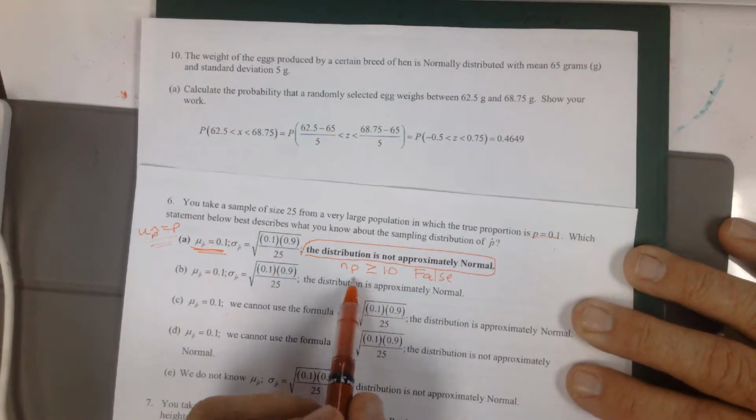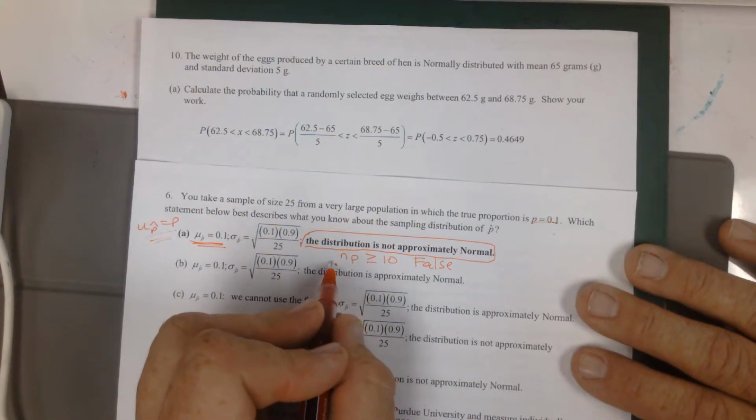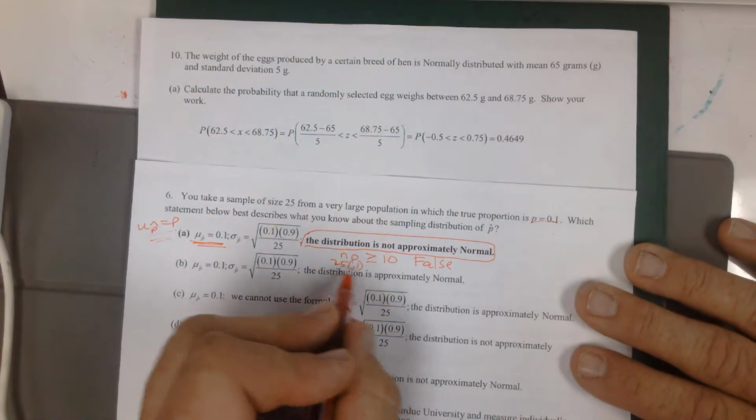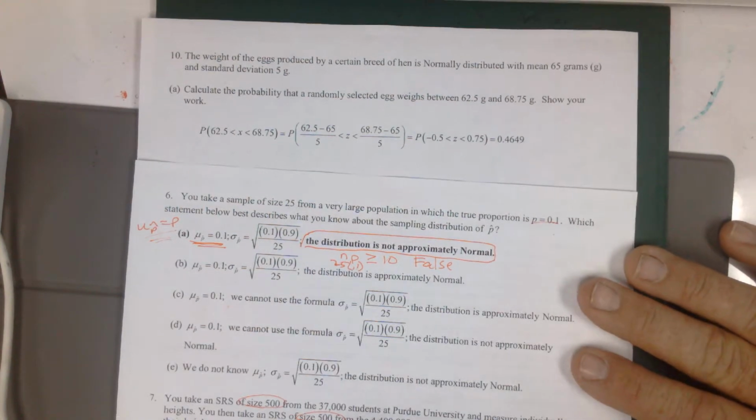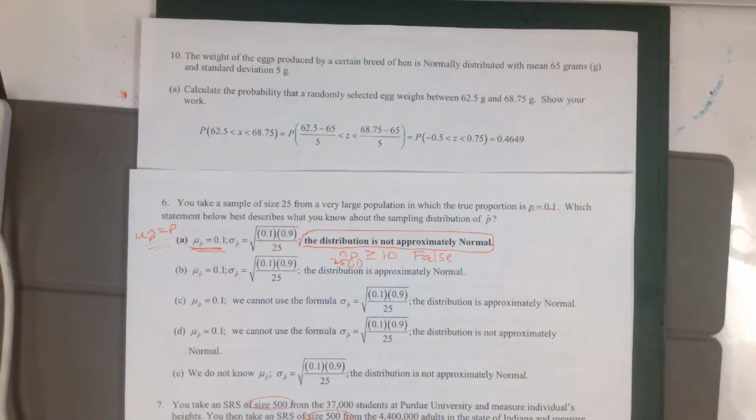Why is it not approximately normal? Well, this one fails immediately because 25 times 0.1 gives me 2.5, and that's not greater than 10, so it's false, so it cannot be normal. So that's just our conditions.